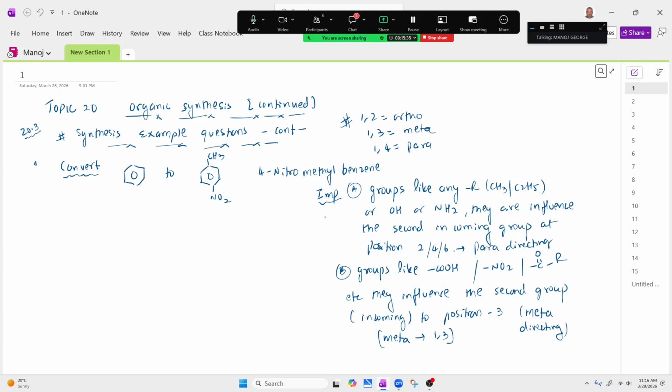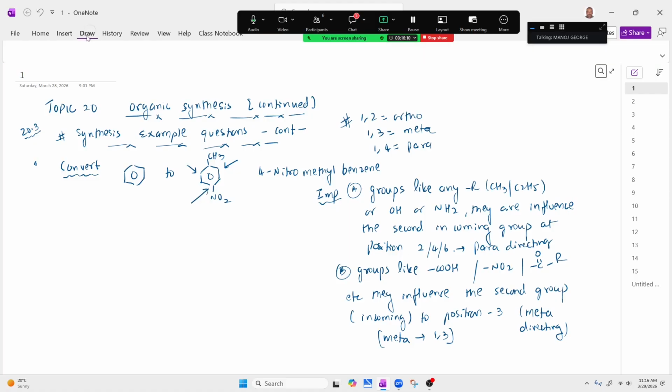But the way I gave the structure, methyl is at position 1, nitro at position 4. This gives you an idea. The first thing you want to put in the benzene has to be the methyl group, because methyl group is the para directing group. So if I put methyl first, then nitro is going to go to position 4. I can bring nitro to position 2, I can bring nitro here, I can bring nitro here, if I put methyl first.